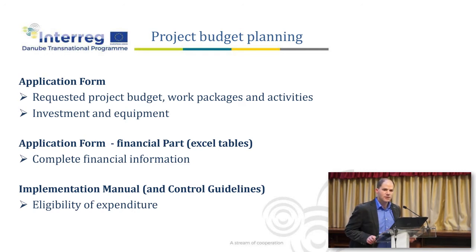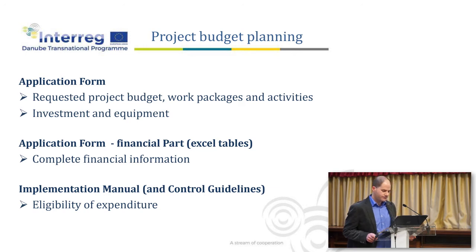The first 2 documents, the application form and the application form Excel tables, contain financial information. So you are expected to enter the financial information into these 2 documents. The implementation manual contains rules and guidelines. Basically, it can tell you what should go under a certain budget category.